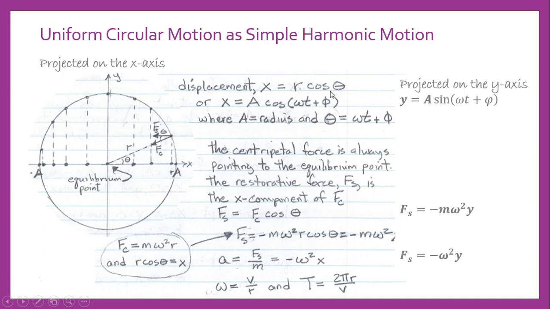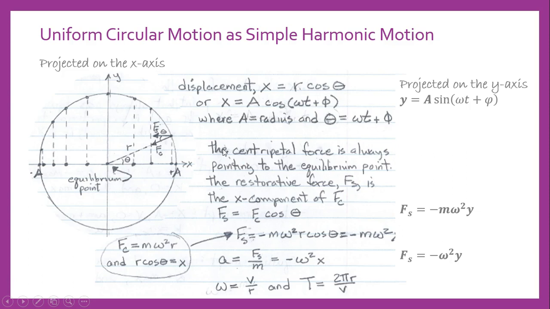This does qualify as simple harmonic motion because the displacement, of course we know that's equal to x equals the radius times cosine theta. But we can write that in terms of our simple harmonic quantities. The displacement is equal to the amplitude times the cosine of the angular frequency times time plus the phase constant. And that's where the amplitude is the radius of the circle and theta is the omega t plus the phase constant.